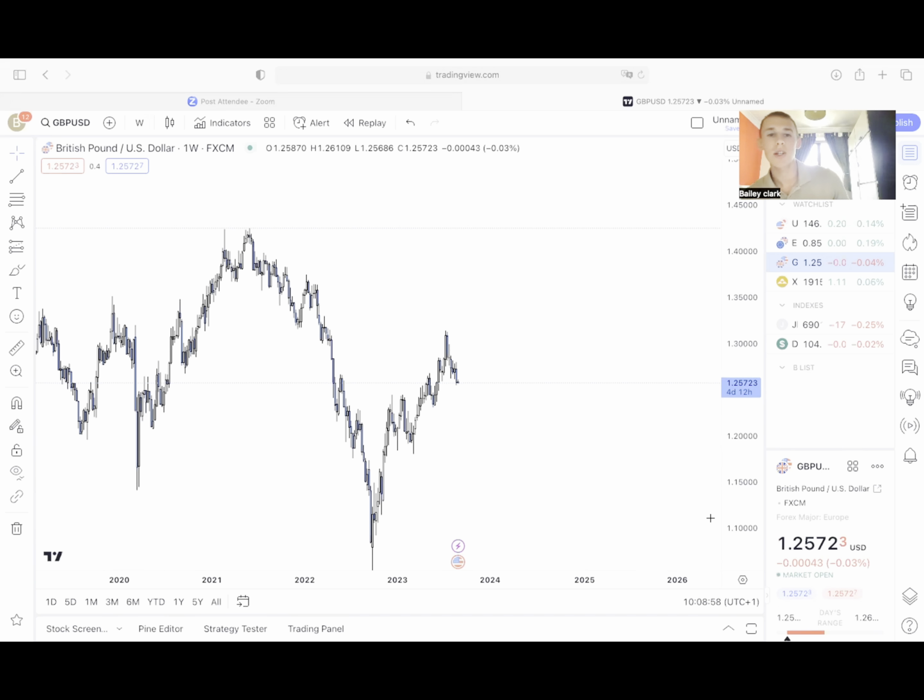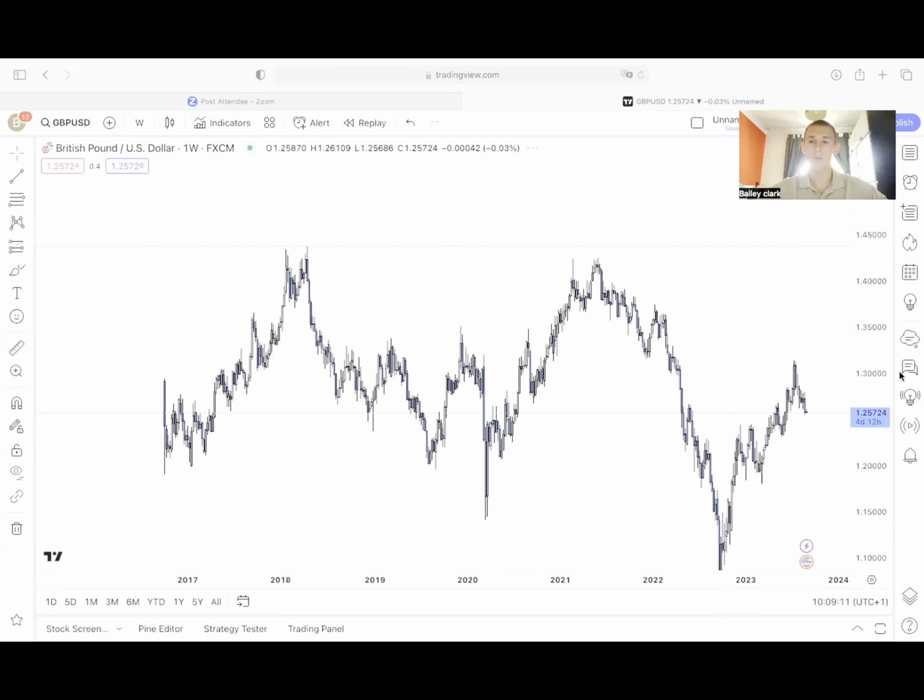So like I mentioned, I'm going to be analyzing GU and UJ today. So we'll start off with GU as I'm seeing the most potential on this pair. We've got a few nice zones lining up. So if we just go through that first of all.